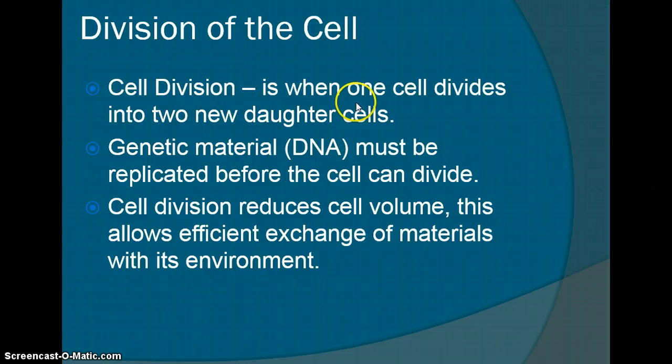Cell division is when one cell divides into two new daughter cells. Because of this division, genetic material is replicated before the cell can divide. That way, each cell is going to have DNA. Cell division reduces the cell volume. This allows efficient exchange of materials with its environment, and also makes sure that the DNA can work properly. So this is what we'll go into in the next section. This ends 10-1 notes.